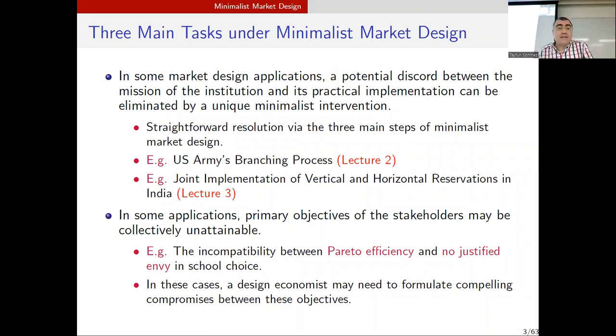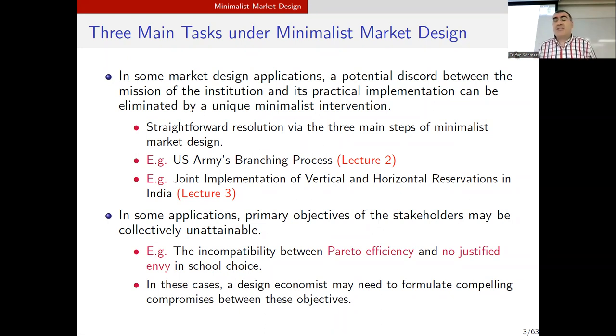So we were lucky in Army's branching process and joint implementation of vertical and horizontal reservations. Indeed, the mission was attainable, and it was attainable in a unique way.